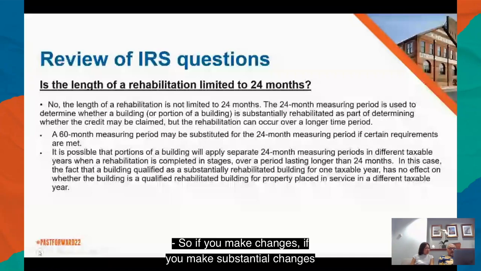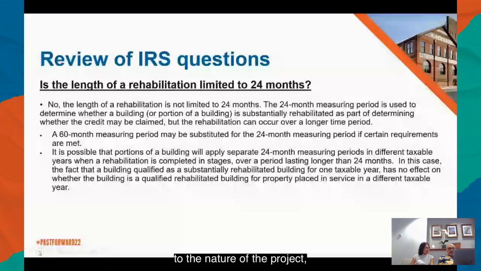If you make substantial changes to the nature of the project, you need to go back and amend your part two. Then it'll be subject to the review and approval of the State Historic Preservation Office and the Park Service. In theory, there's no reason that can't be done. I think it's going to be partly a matter of scale, to get to the question of whether it still is a substantial rehabilitation.